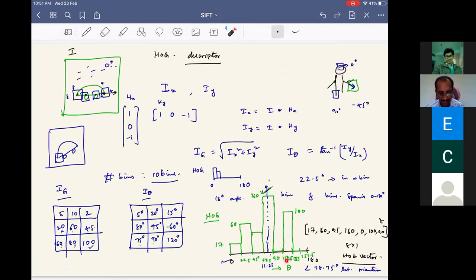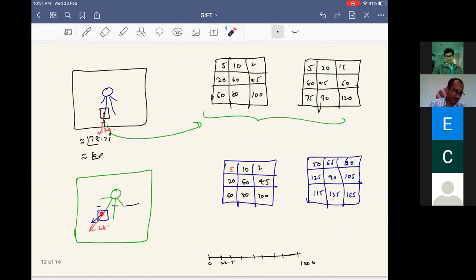The 112 to 135 bin. So previously it was 78.75. Now since we have rotated, the object itself got rotated, or the information about the key point got rotated by 45 degrees in this direction. So if I consider this is the 90 degrees previously, now this is 90 plus 45 degrees, that is 125 degrees.